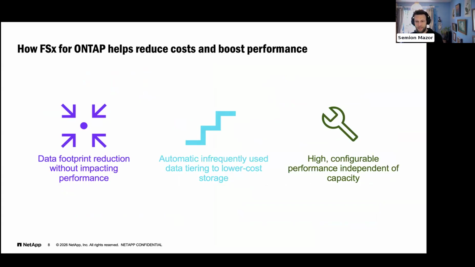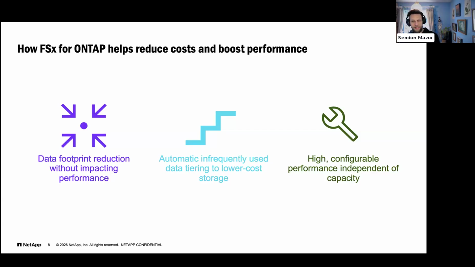First, data footprint reduction technology. They reduced the physical storage footprint through built-in storage efficiency, efficient snapshots, and thin clones. Together, those capabilities allow you to store the same data using less capacity while maintaining performance. The second is intelligent tiering, which keeps active data on high-performance SSDs while automatically moving inactive data to lower-cost capacity storage.